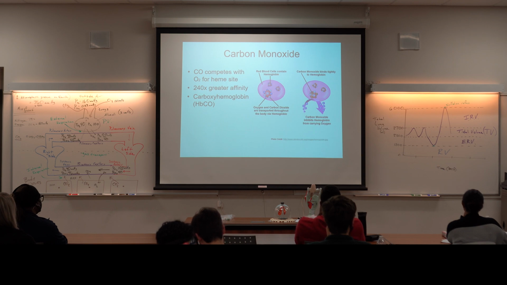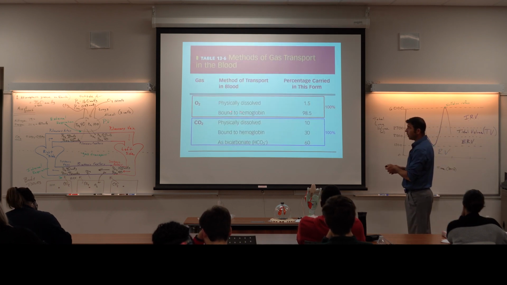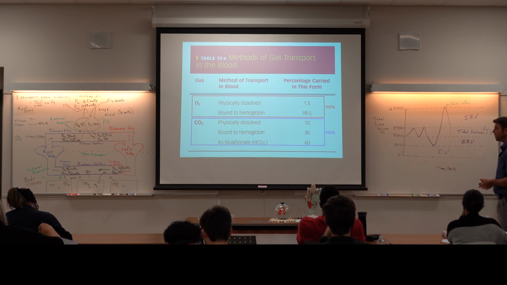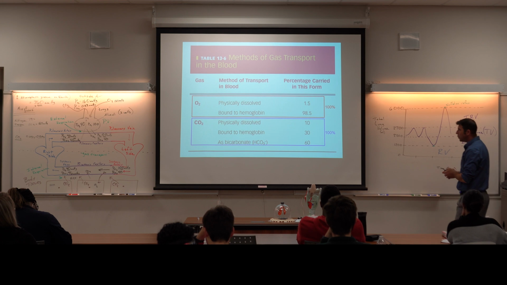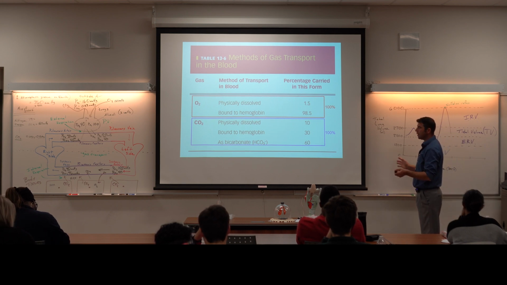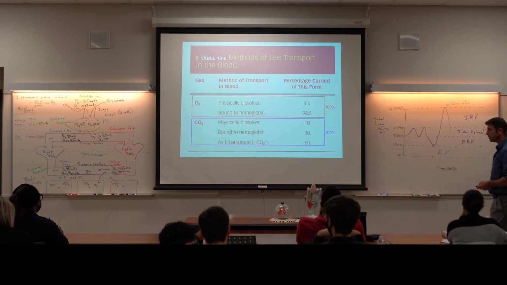So oxygen is bound to the heme site on hemoglobin. Just to go back to this slide, that's where almost all of it is carried. So if we lose that heme site, we really lose the ability to carry oxygen around the blood. Almost 2% of oxygen is going to be dissolved in the blood plasma, which we know is the watery part of the blood, not the formed elements.